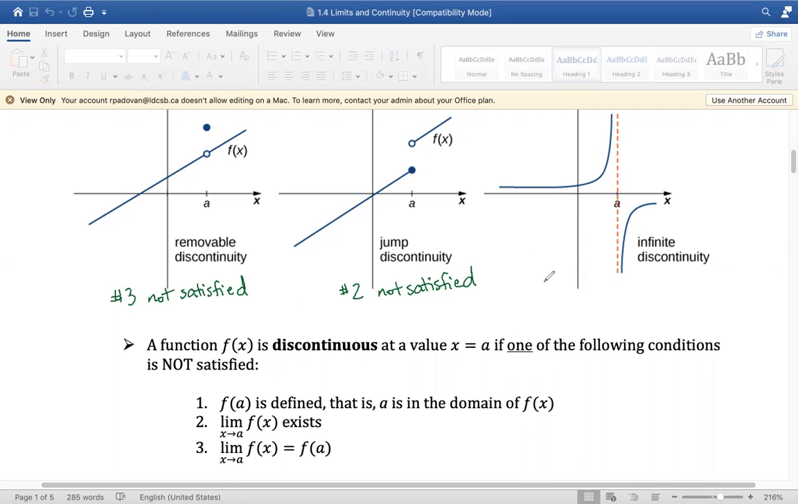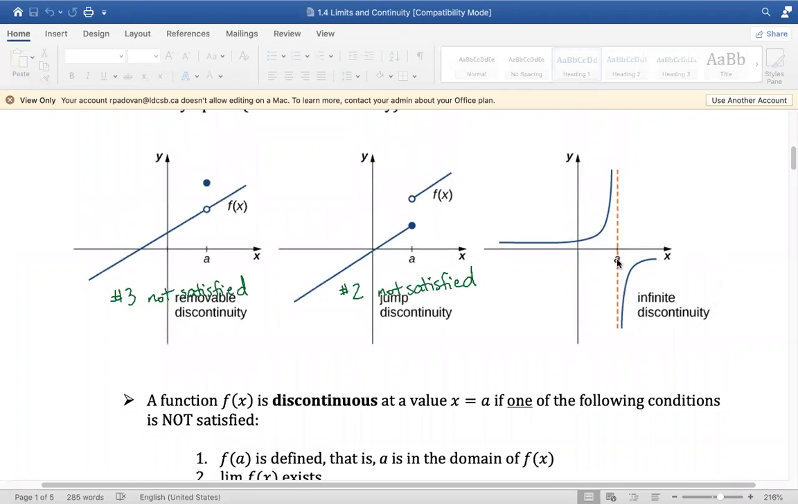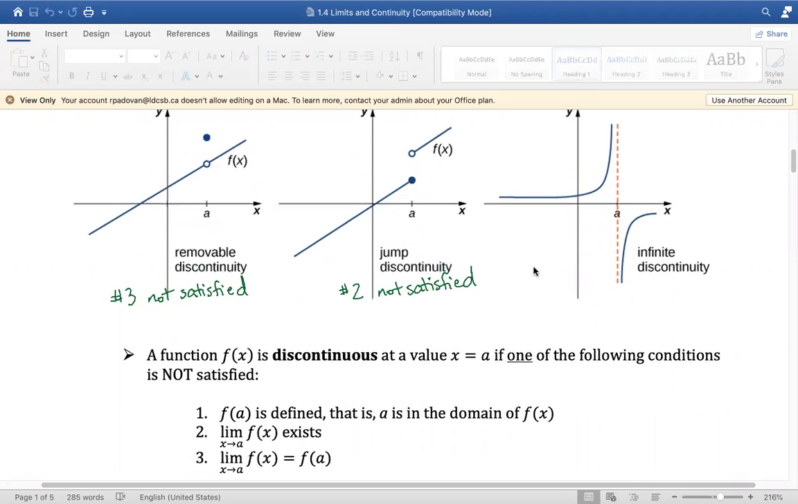And looking here at number 1, at the third example, the limit as x approaches a, from the left and the right hand side, does that exist? But first, let's just look at the first statement here. F of a is defined. That is, a is in the domain of f of x. So I have no y value here for a. Here I have a solid dot, so I have an a value. Here I do not have an a value. So it's failing right away on the first statement. So number 1 is not being satisfied here.